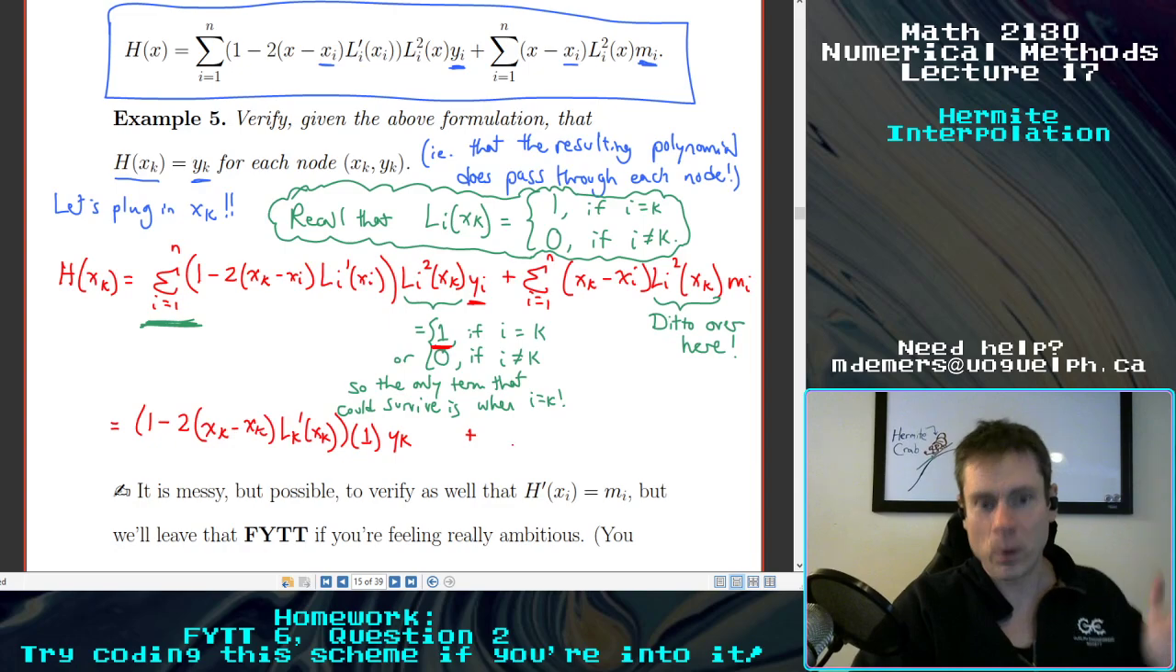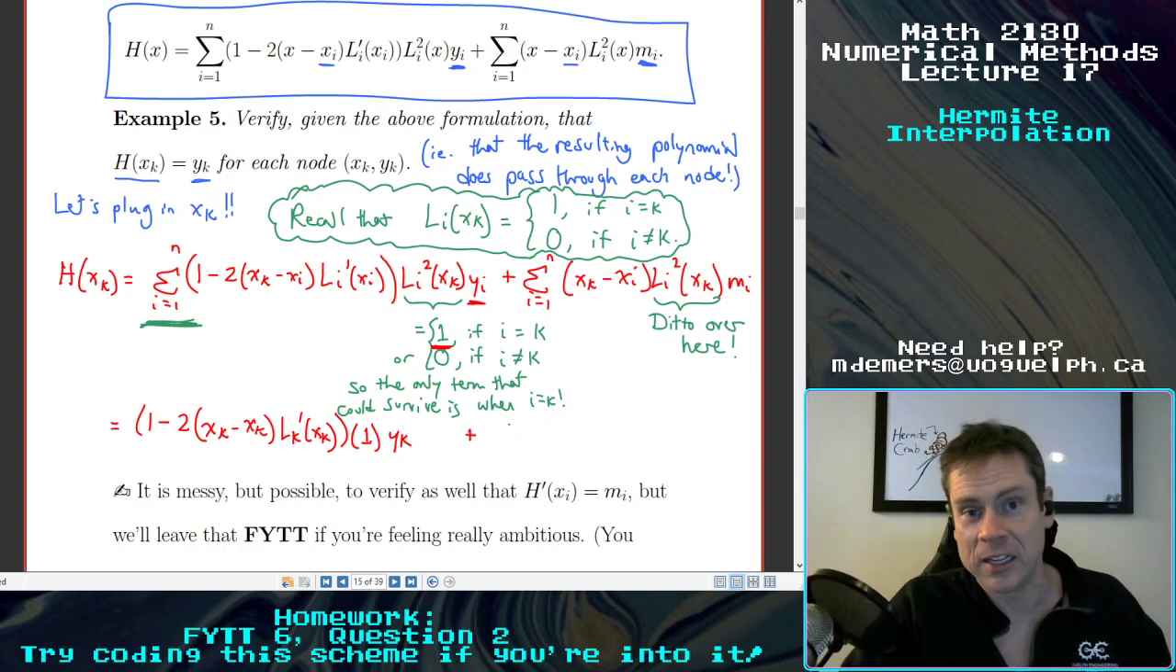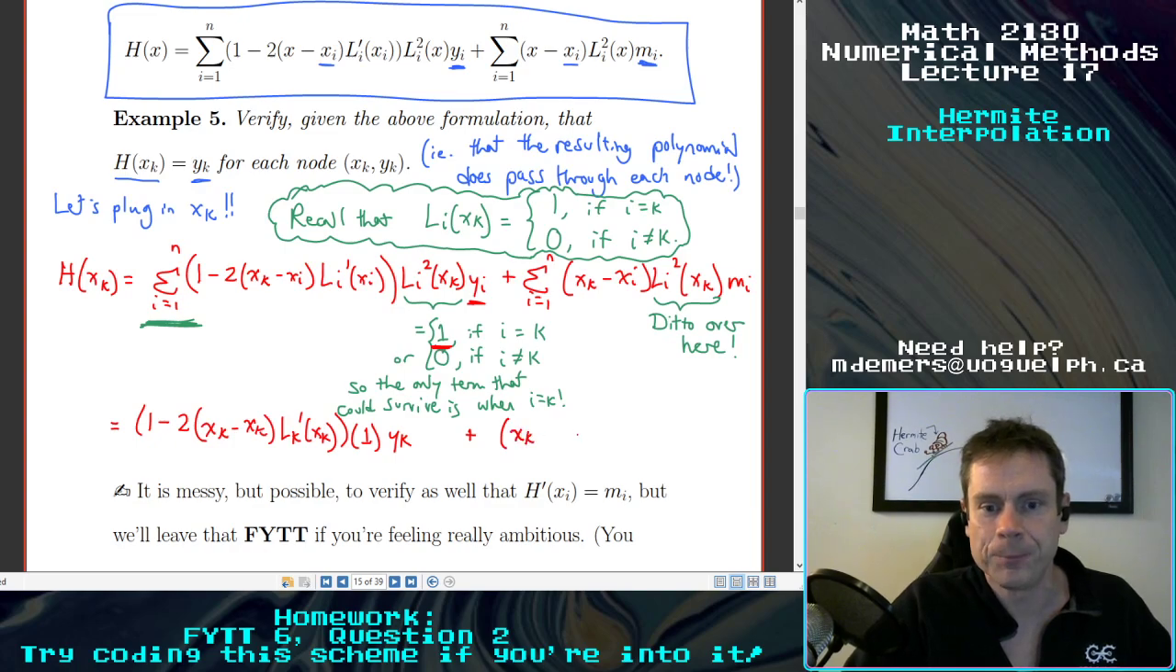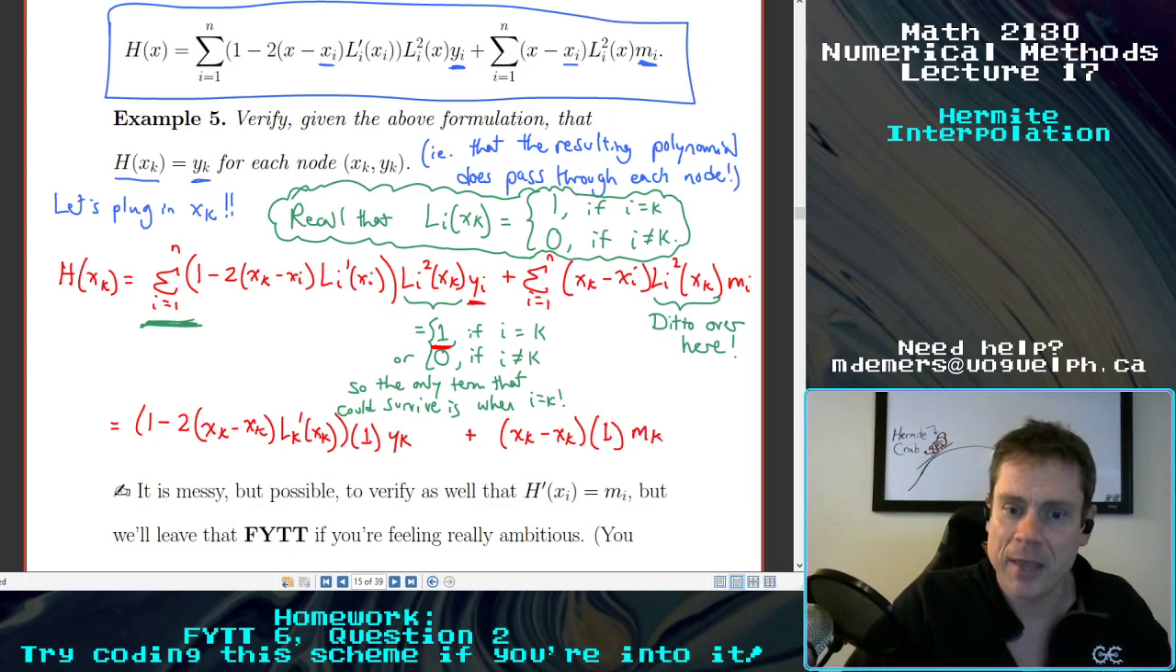Same thing with that second sum. Only the kth term survives, but I think that you'll see pretty quickly what happens here. So xk minus xk is what we get. And li squared xk, if the i is equal to k, I get lk squared of xk. That's going to be 1 again, based on the definition. And then mk.